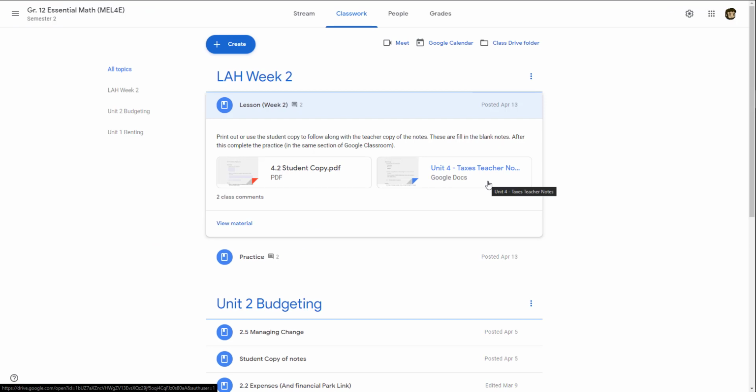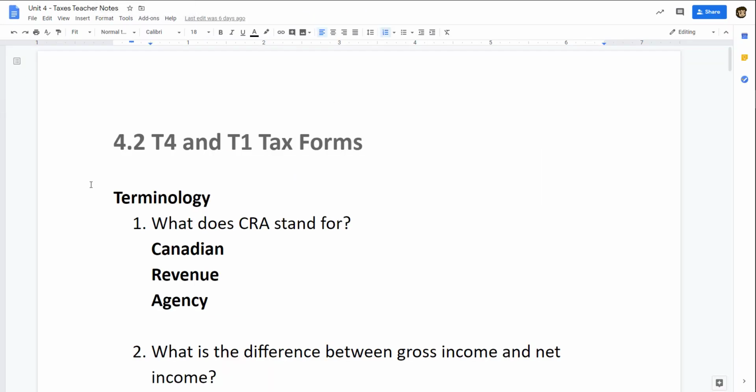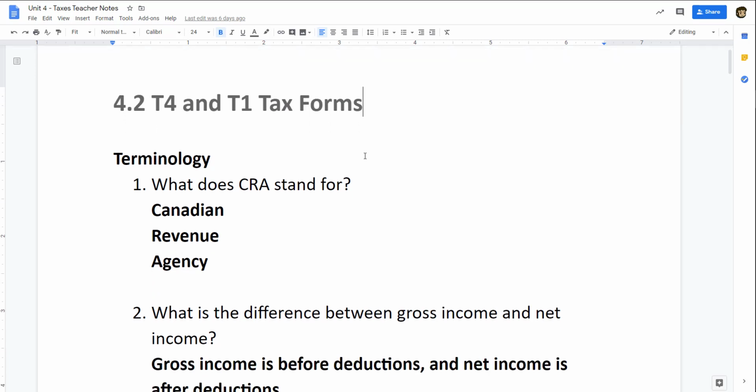What I'm actually going to be using to teach is this over here, the Google Doc. I have it open in another tab right here. So today's lesson is actually 4.2, T4 and T1 tax forms. So all we're doing is a lesson in this video. I'll show you how to do the practice next.